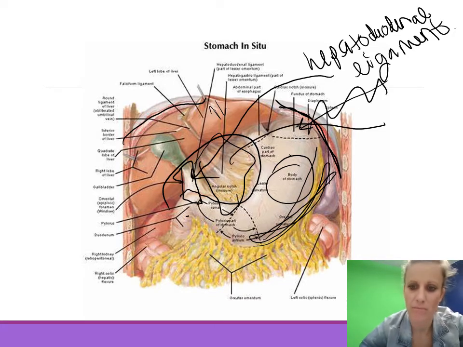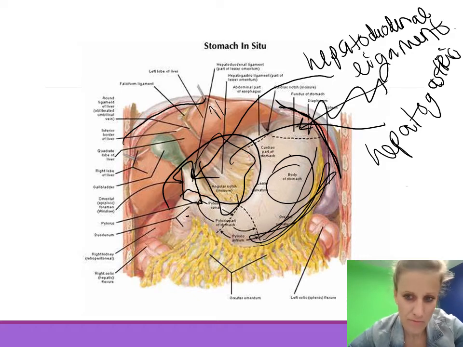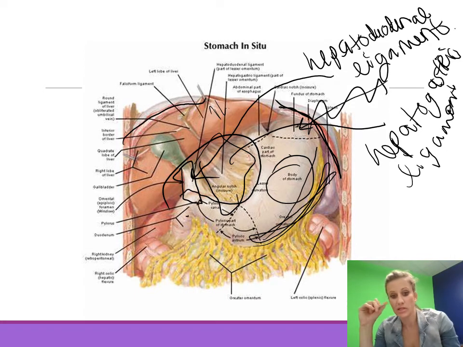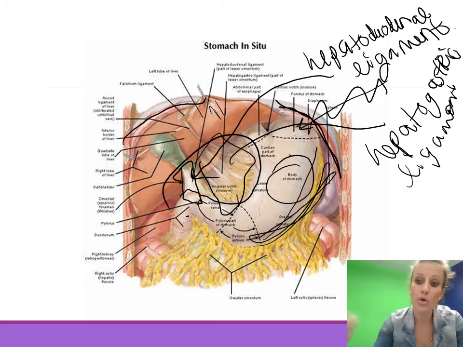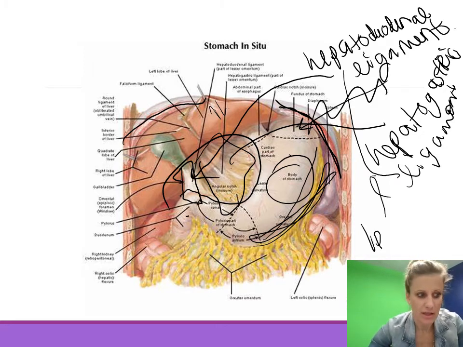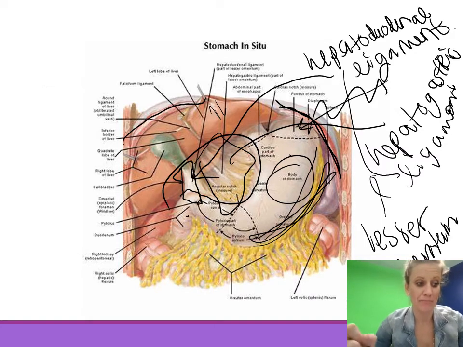And then the hepatogastric ligament connects to the lesser curvature. Both of those things together give us the lesser omentum.